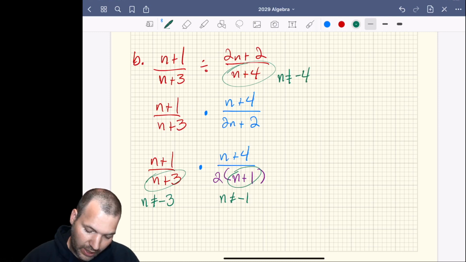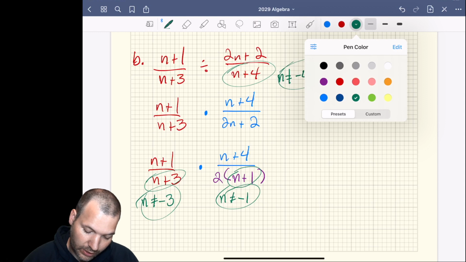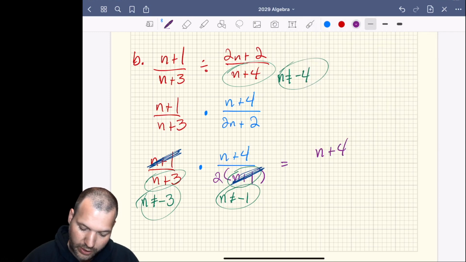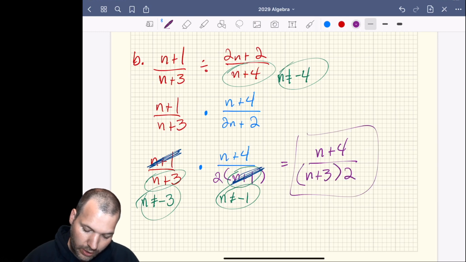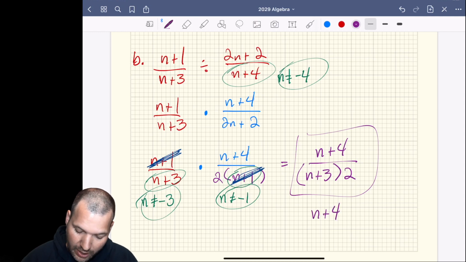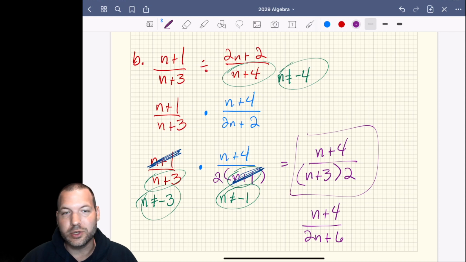What that gives us after we have identified all those excluded values, so let's make sure to have those highlighted, and we have canceled whatever we can cancel, I can see here that is simply an n plus 1 with an n plus 1. I get my answer, which is going to be an n plus 4 in my numerator and an n plus 3 times 2 in my denominator. Now I can, if need be, multiply that out in the denominator and call that 2n plus 6. I could do my distribution, but there's no special reason that you have to. The factored form is fine.